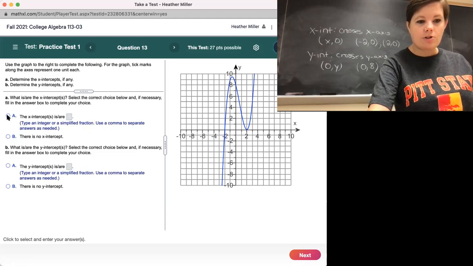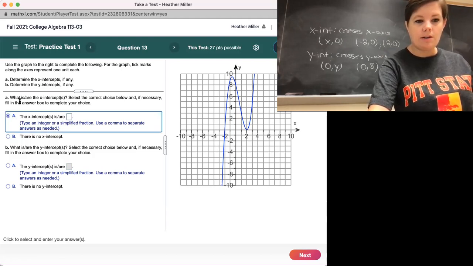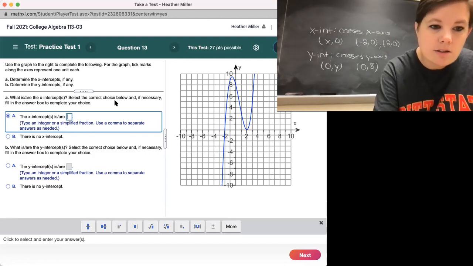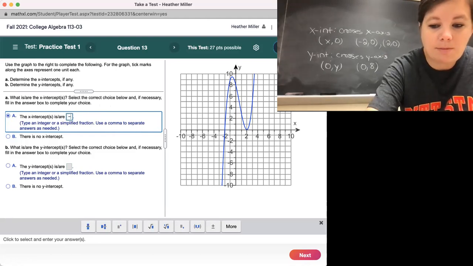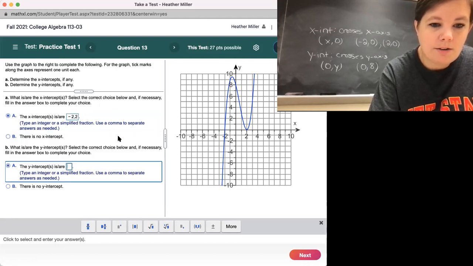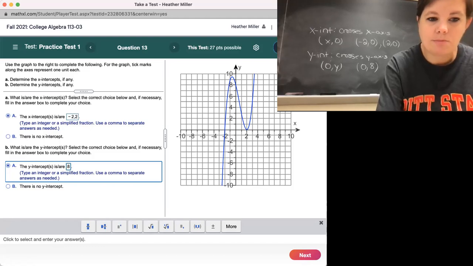So the first question is, what are the x-intercepts? Well, I found two, and it says, type the integer as a simplified fraction, use comma to separate them. So I just need to type -2, 2. It doesn't say type it as an ordered pair. It just says type what they are. And then my y was at 8.